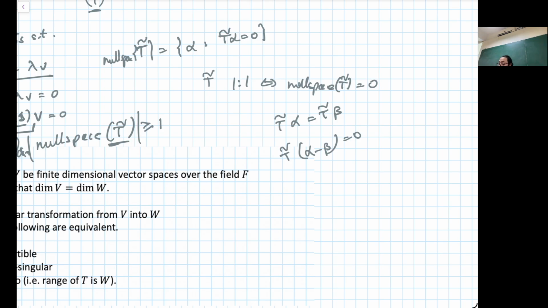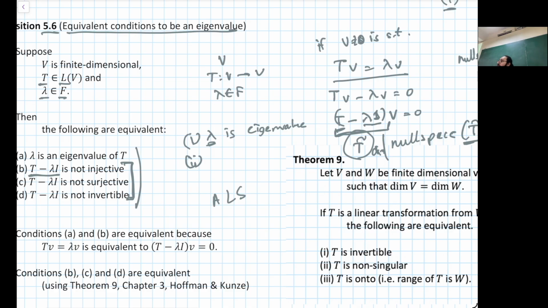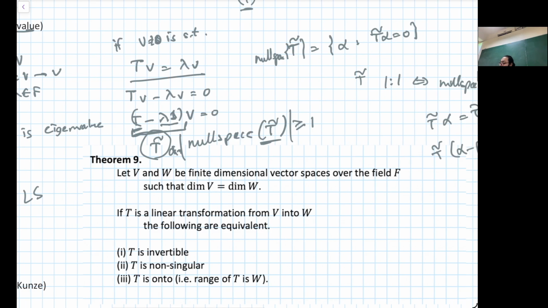No. Lambda is not a matrix. Lambda is just the scalar, right? It's the eigenvalue. Yeah, the identity is a linear transformation, right?